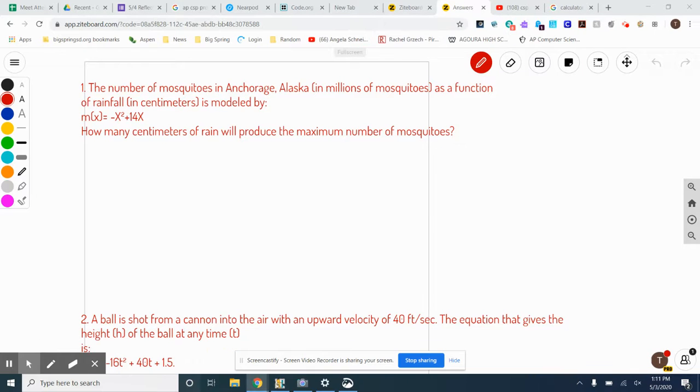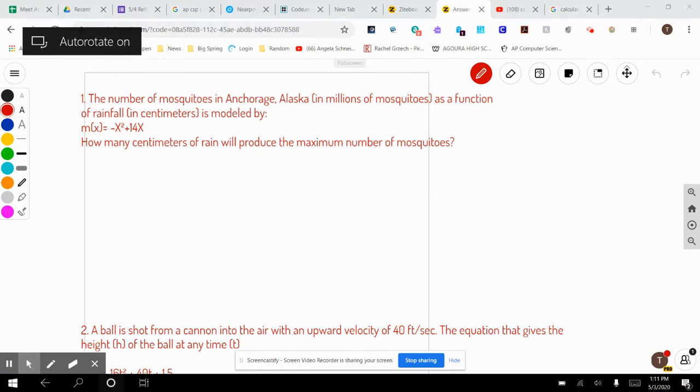Alright guys, so we all know how annoying mosquitoes can be. Alaska would be a fun place to visit though, I'd like to do that.